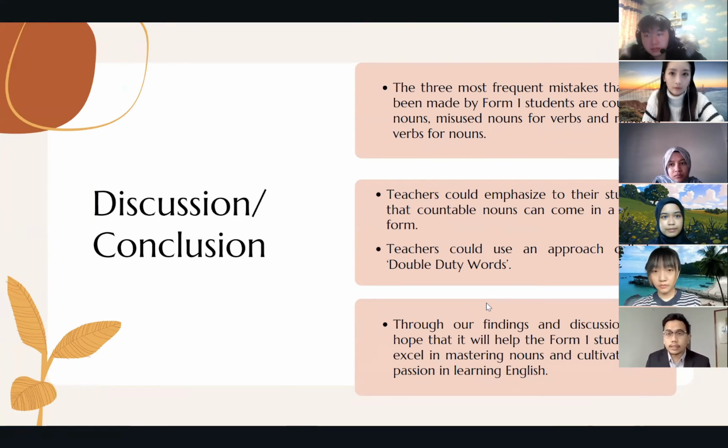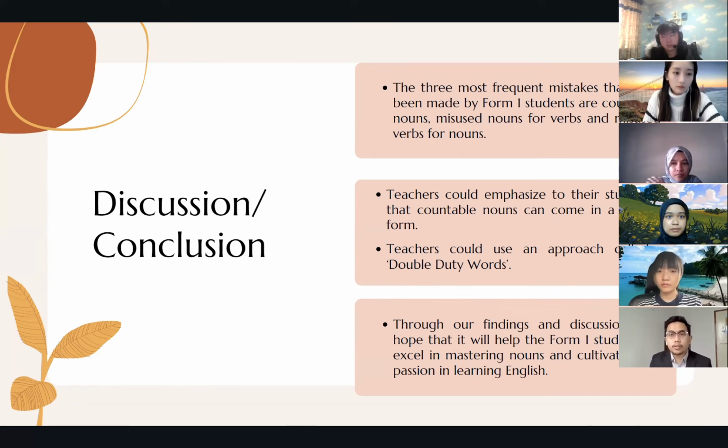So based on our discussion, there are 3 most frequent mistakes made by Form 1 students, which are the countable noun, misused nouns for verbs, and misused verbs for nouns. We would propose to the teachers to use these two ways to overcome the problem of nouns among students. The first one is teachers could emphasize to their students that countable nouns can come in a plural form. This is very important for the students to differentiate between countable nouns and uncountable nouns.